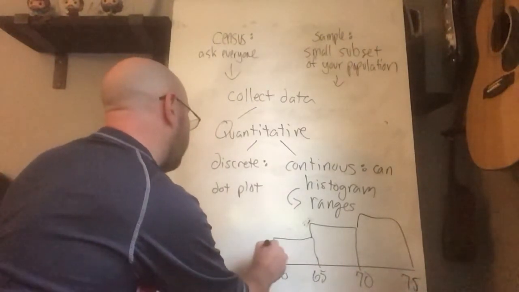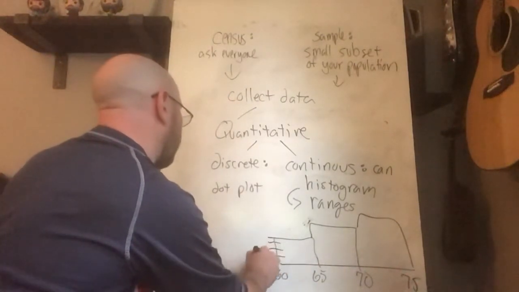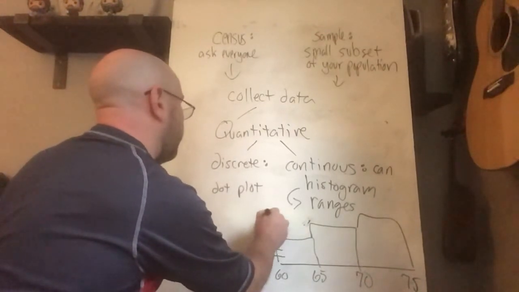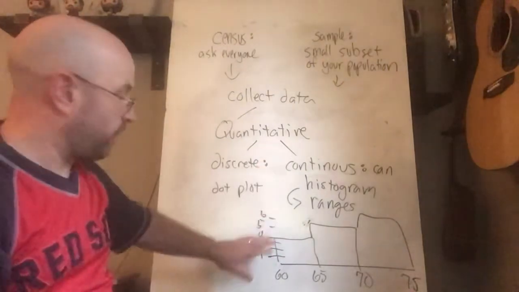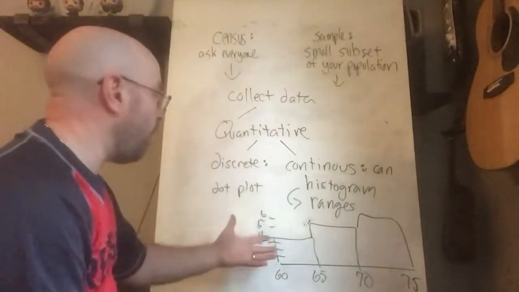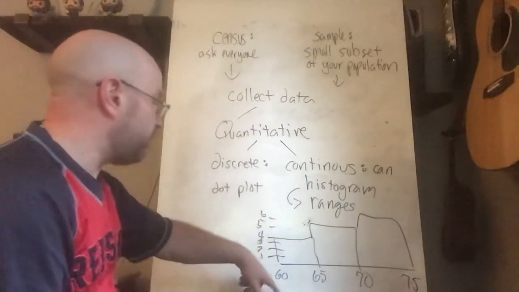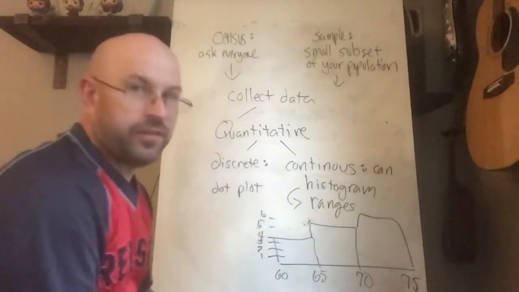So maybe we have, yeah, I did this very rough. 1, 2, 3, 4, and then like 5, 6, and so on. Your frequency would be here in the y-axis. How often you see that? Like maybe you get 4 people between 60 and 65 inches tall.